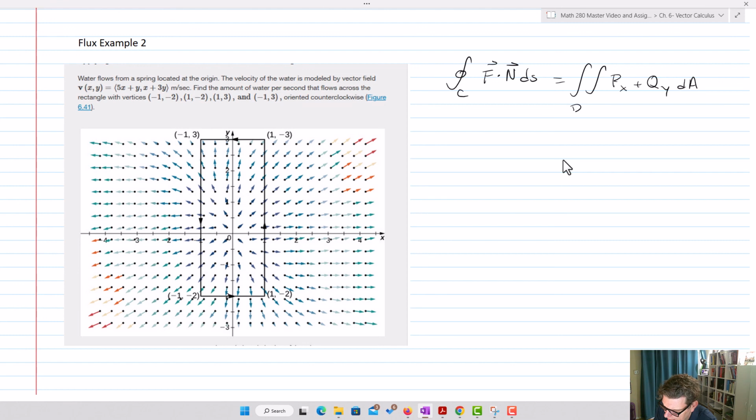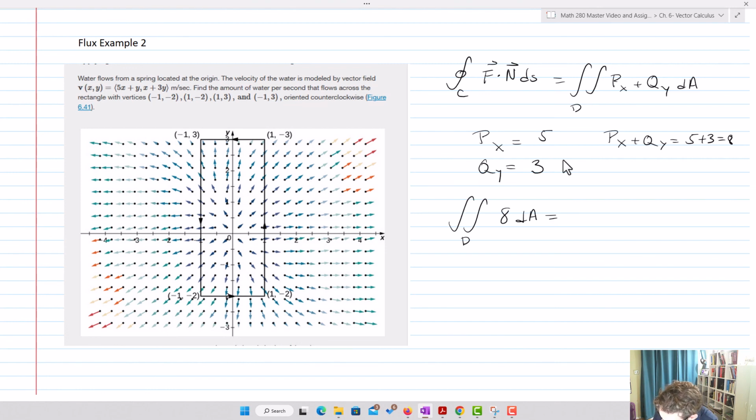So what I need to do is first find Px. Px is going to equal the derivative of 5x plus y, so it's going to equal 5. And Qy is going to equal the derivative of x plus 3y, so it's going to end up equaling 3. So Px plus Qy is going to equal 5 plus 3, which equals 8. So we're now looking at the double integral over the region of 8 dA, which is just equal to 8 times the double integral over the region D of dA.